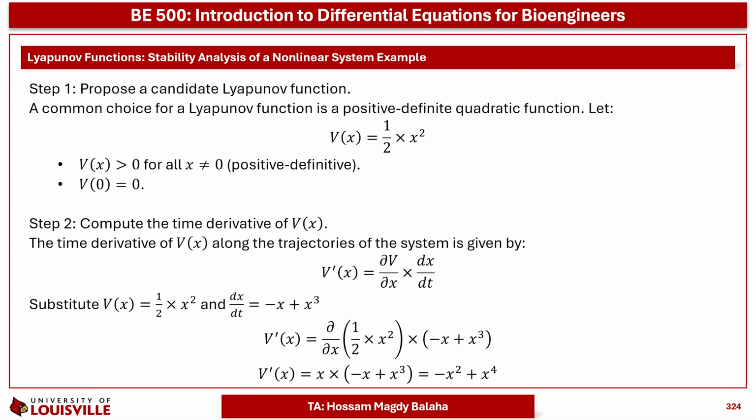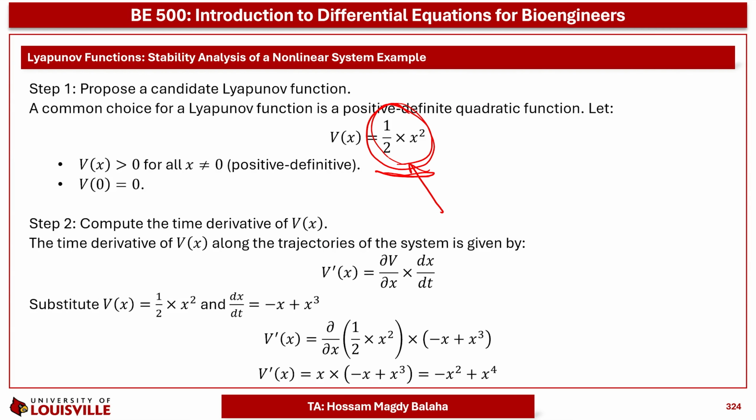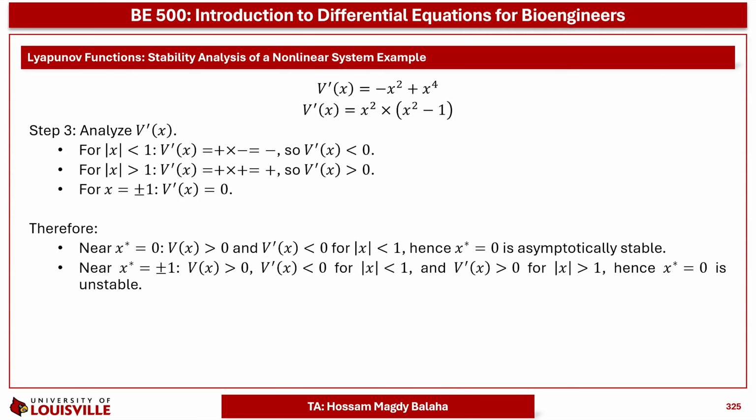Now, the first step in the Lyapunov function is to propose a candidate. Let's assume the same candidate as we did with the previous example, 0.5 x squared. The next step is to compute the time derivative of v of x. As mentioned, we apply the derivative with respect to x to this function and multiply it by our function here. The derivative of it will be x. Multiplied by the given function, we get negative x squared plus x raised to the power of 4. Factor out x squared, so it will be x squared multiplied by x squared minus 1. And we did this step for simplicity, as we are going to see now.